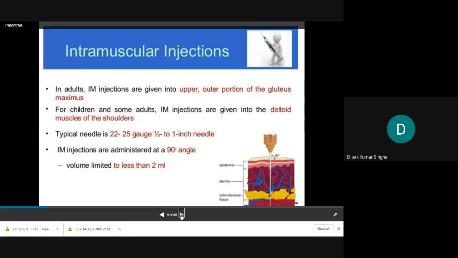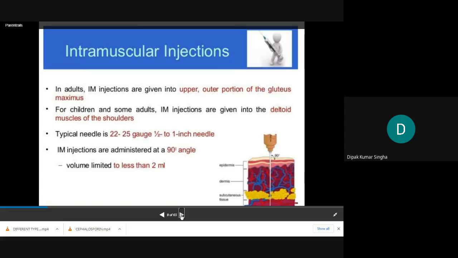Intramuscular route. First of all, most of the parenteral preparations are given by intramuscular injection, in the upper and outer portion of the gluteus maximus. In the case of the arms, and in children and some adults, the intramuscular route is given in the deltoid muscle, which is in the shoulder.